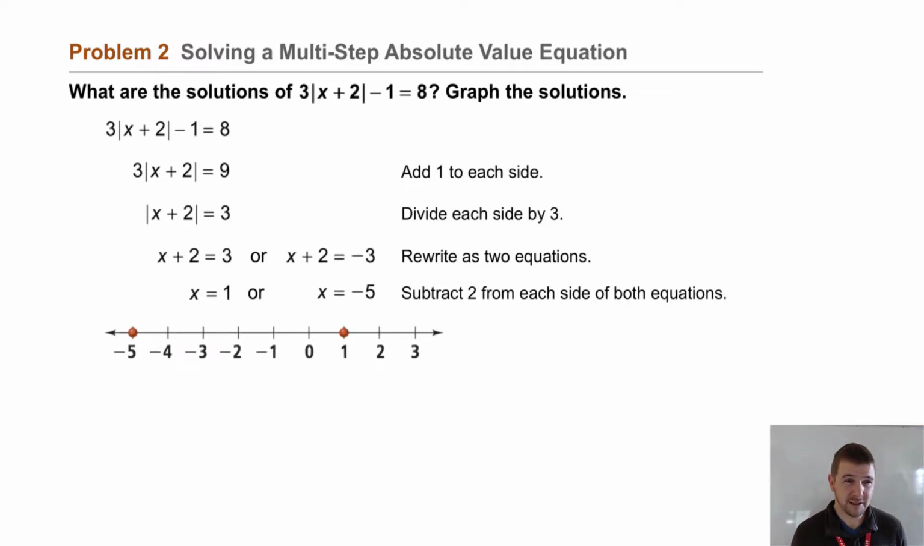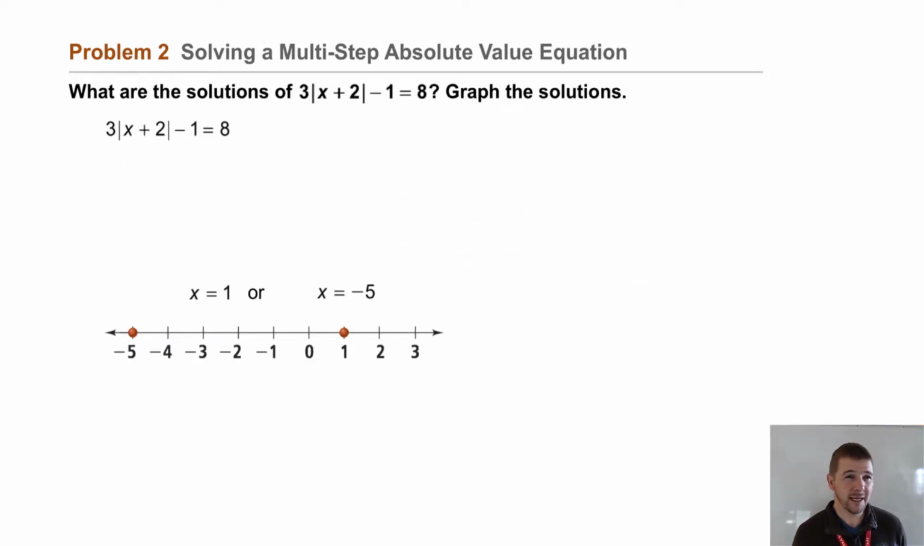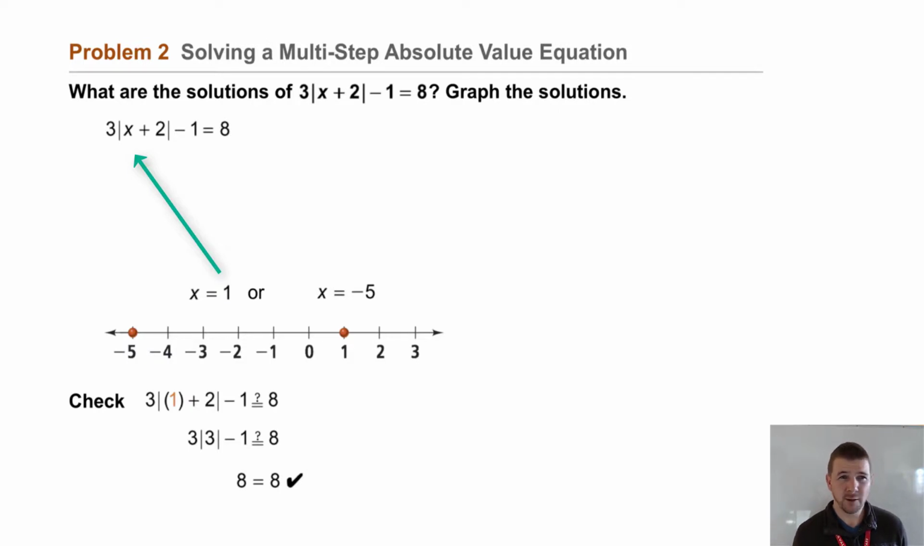To graph these, we plot them on the number line at positive 1 and negative 5, as shown here. But then to check them, because it's always a good idea to check our work by substituting it back into the original equation, 3 times the absolute value of 1 plus 2, plugging 1 in place of x, minus 1 equals 8. We're questioning whether or not it's true. And as we work it out, it turns out it does.